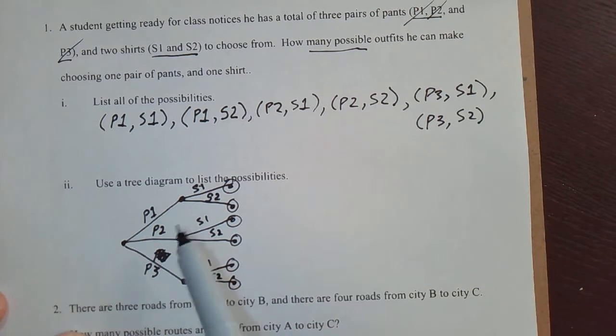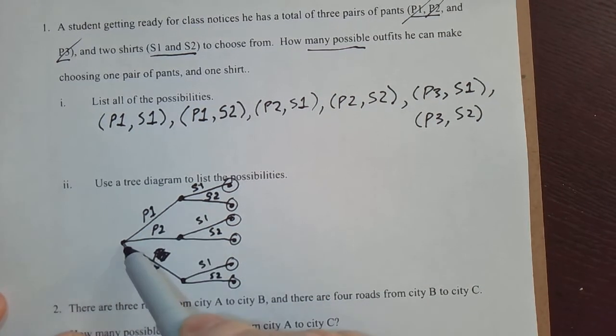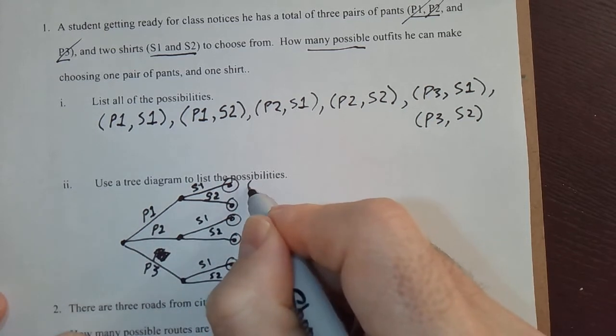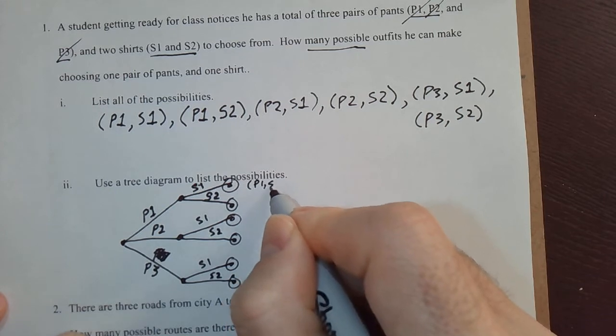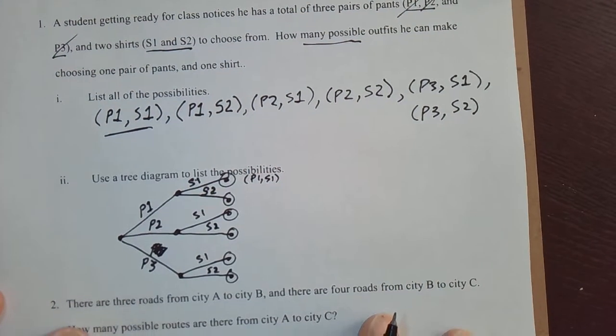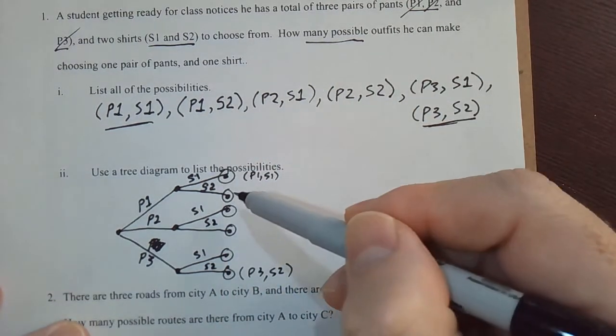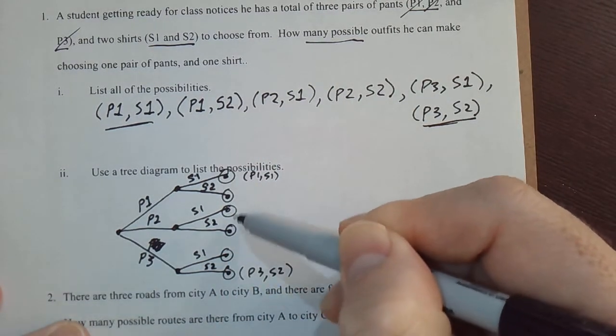Each one of those paths, if you walk along this one, take the P1 path to the S1 path, this represents P1, S1. I won't write all of them down, but let's go down to the bottom one. This bottom path would be pair of pants number 3, shirt number 2, P3, S2, and it would correspond to this one. And you can see that each of these 4 in the middle would correspond to these 4 right here.